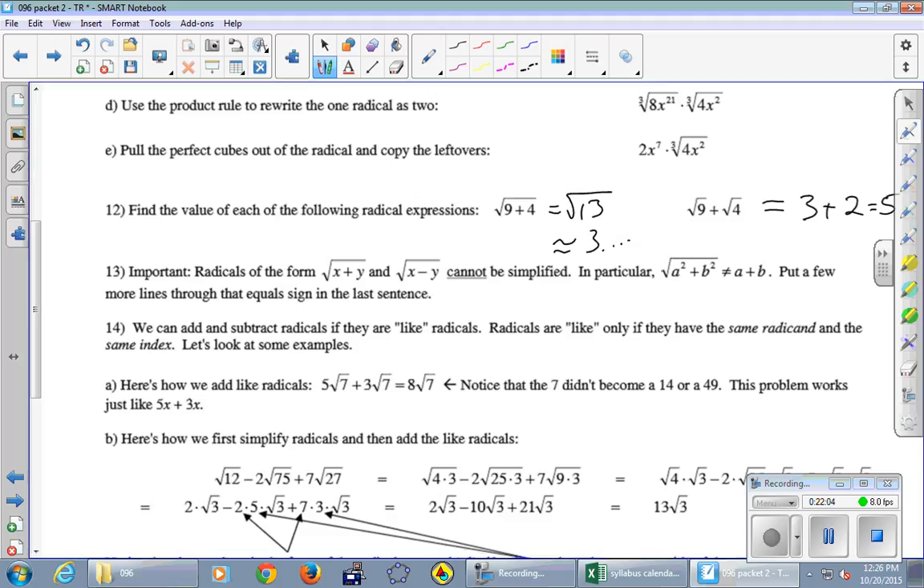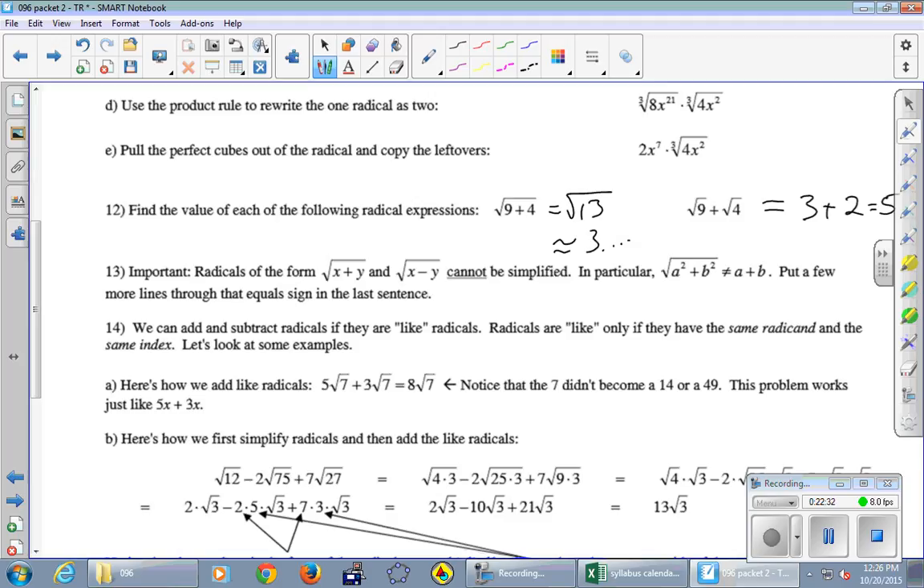So despite how much we might be tempted to look at the square root of 9 plus 4 and say, oh, that's just the square root of 9 plus the square root of 4, it isn't. And so that nice property we had with multiplication and also with division simply does not work for addition or subtraction. So very important, if you see a radical of the form x plus y or x minus y, we can't do anything with it. Cannot be simplified.